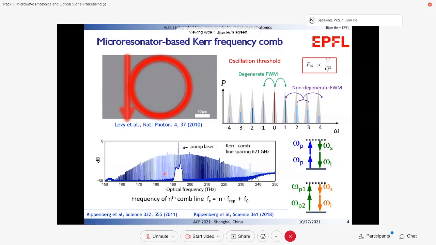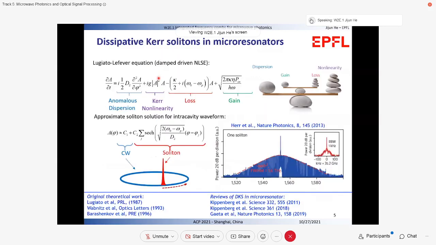So the accurate frequency of each comb line can be described by this formula. An important achievement in recent years is the demonstration of dissipative Kerr solitons, that is, the microcomb state with high coherence and low phase noise. Analytically, the system can be described by this Lugiato-Lefever equation.